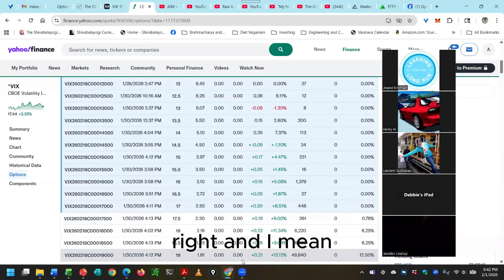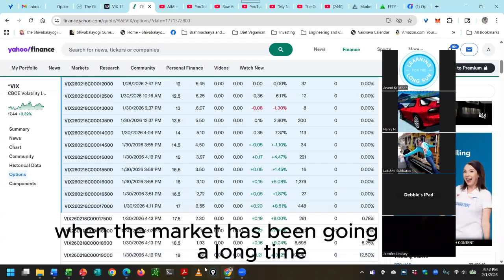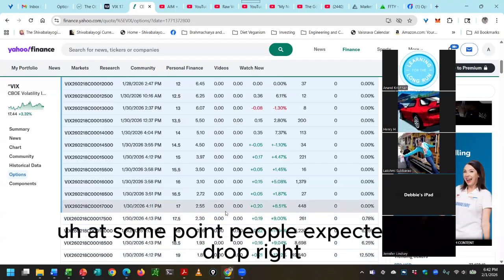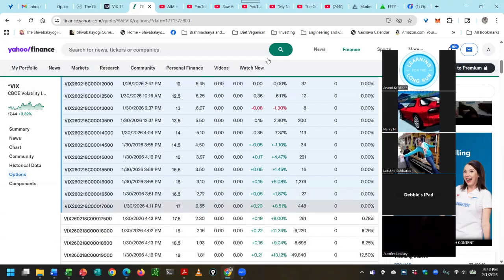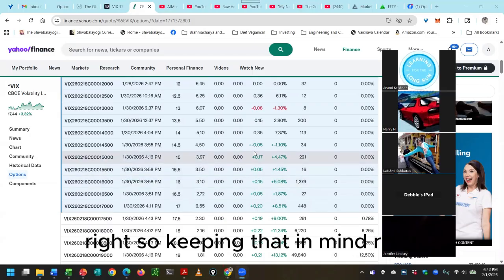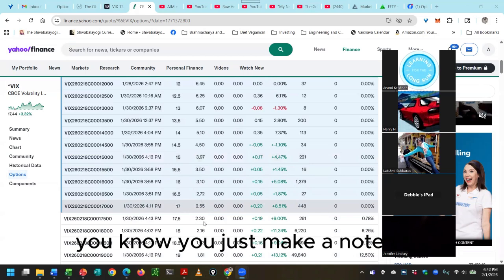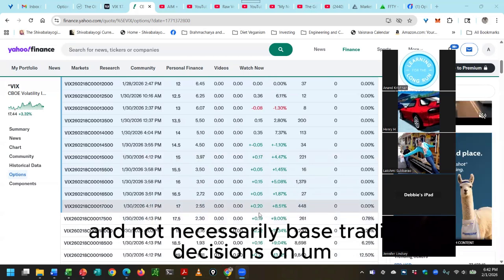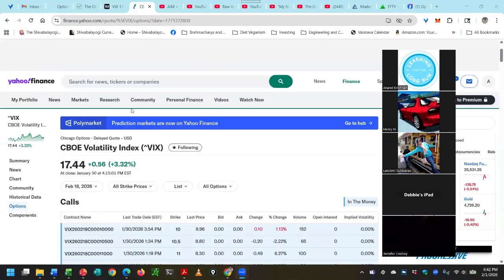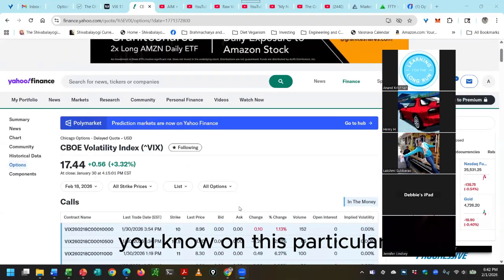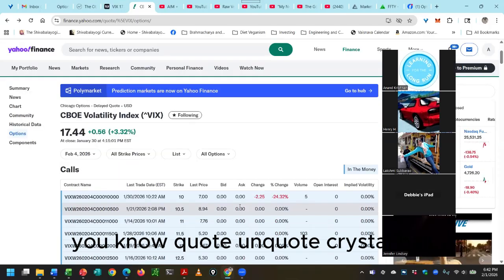And when you think about it, when the market has been going up for a long time, at some point people expect it to drop. And many of those people are gamblers, right? So keeping that in mind, just make a note of it and not necessarily base trading decisions on this particular quote unquote crystal ball.